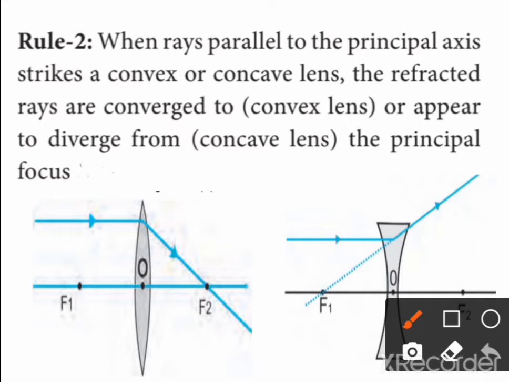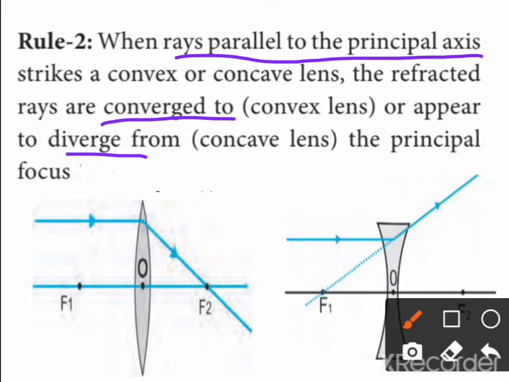So what does the rule say? When a ray is parallel to the principal axis. So any ray that we consider, that ray is parallel to the principal axis. When that ray strikes a convex or concave lens, the refracted rays converge in the case of a convex lens, and in the case of a concave lens they diverge or appear to diverge from the principal focus.